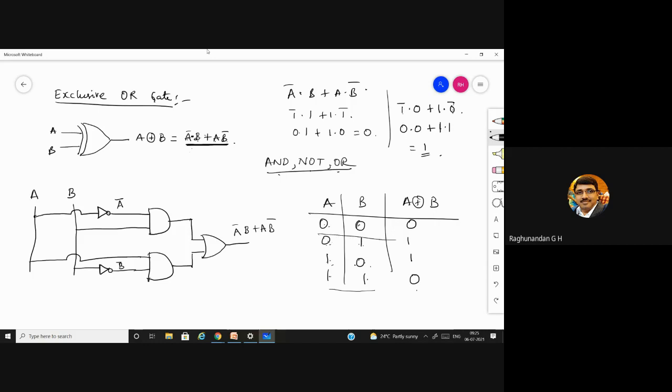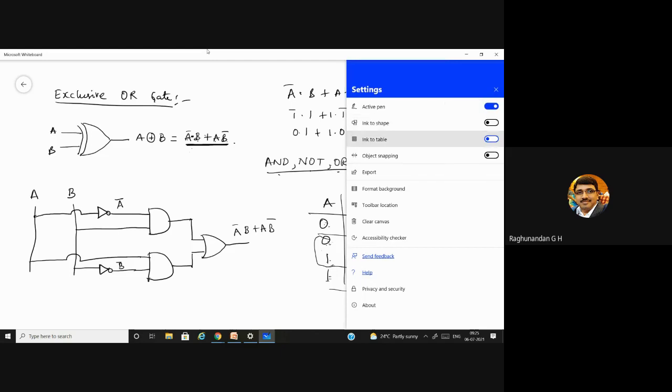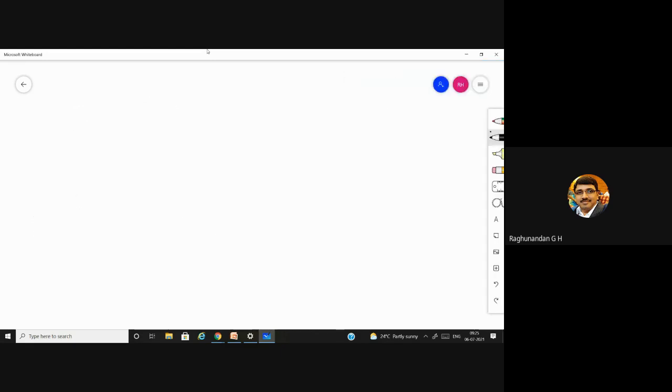Just for remembering, you can remember that when different inputs are given, output is high. When common inputs, same inputs are given, then the output will be low. This is about XOR. After this, we are having the NAND gate.